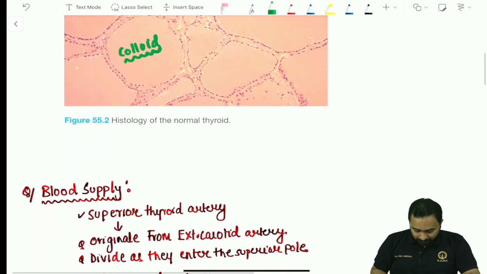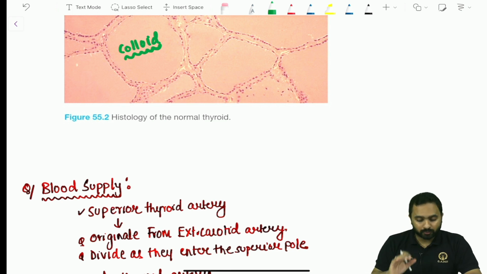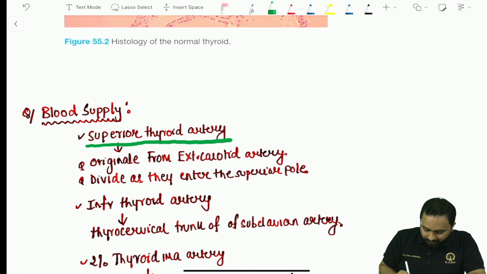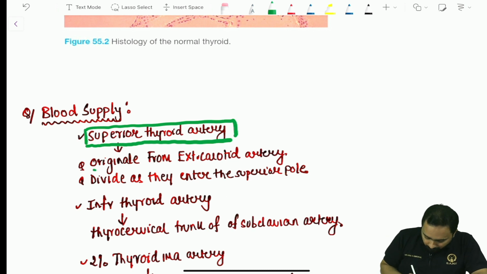on them. Now, regarding the blood supply of the thyroid gland. This is a very important aspect because when you come down to the surgery of the thyroid gland, this is where it plays a very important role. The first important blood supply is the superior thyroid artery. What questions can they ask? It is a branch from the external carotid artery.